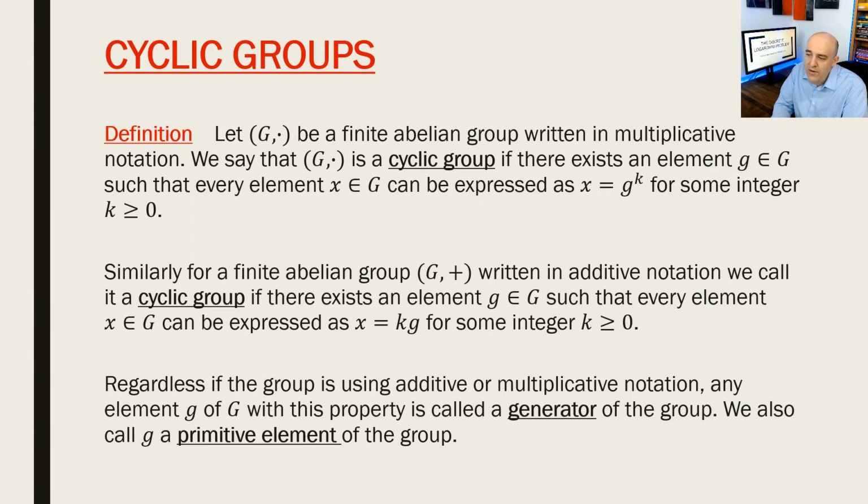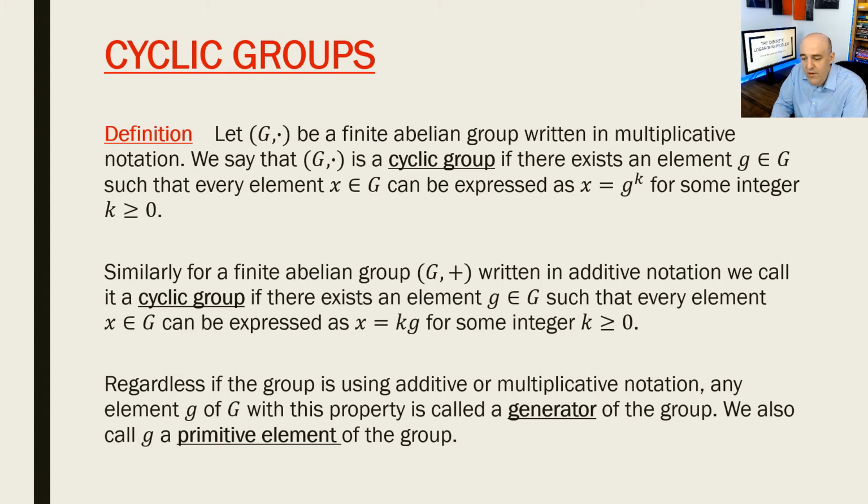So if we're looking at an abelian group using multiplicative notation, to be cyclic means that there's some element g in the group such that every element of G can be expressed as a power of little g. In other words, given any element x in G, x is going to be equal to g to the power of k for some integer k greater than or equal to 0.